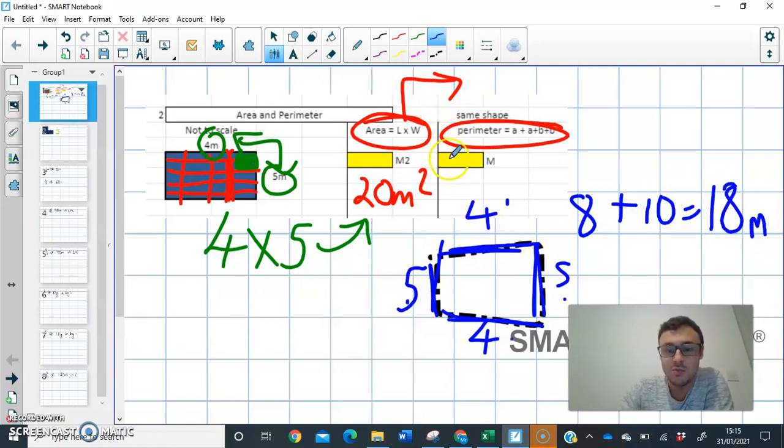So in here, I just need to put the answer 18, and in here, I'd put number 20. Okay, so remember, perimeter is adding, and you need to do all of the sides, not just 2 of them. You need to make sure you go all the way around the outside, and area is length times by width, so you times the 2 numbers together.